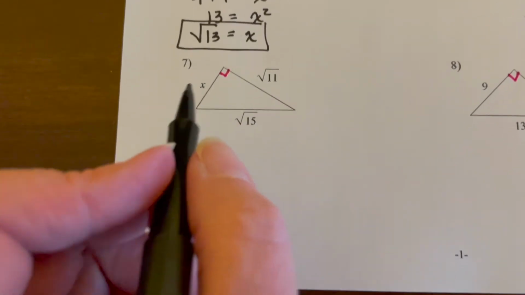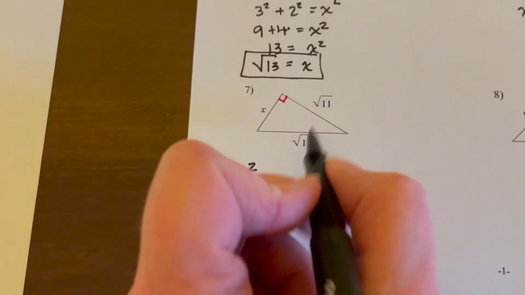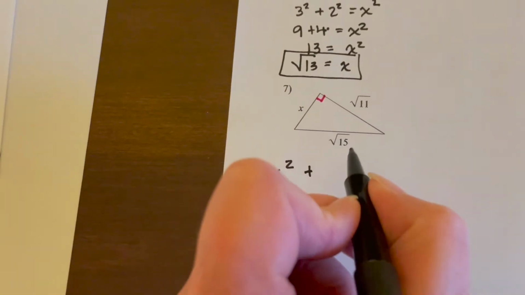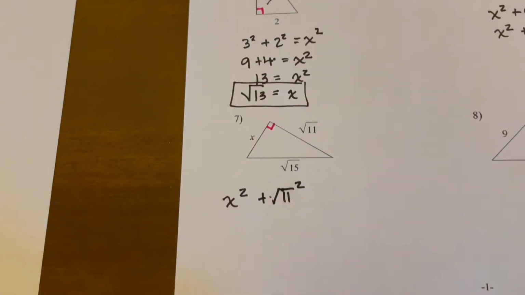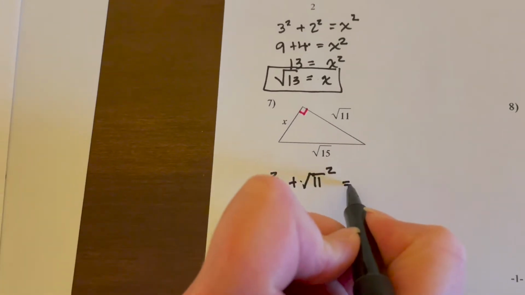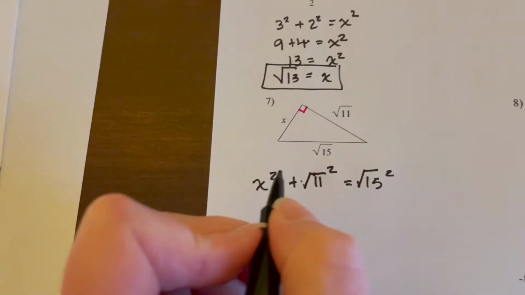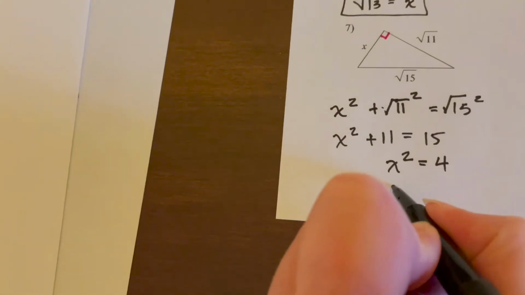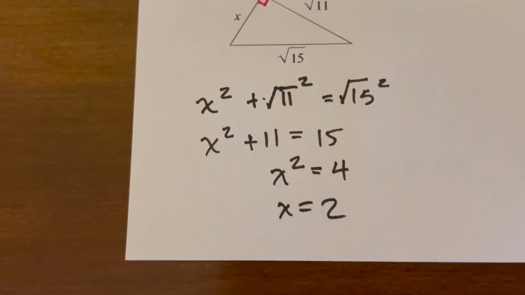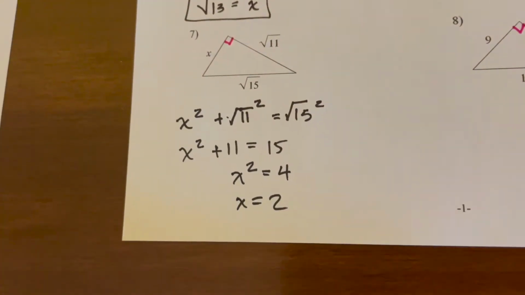Okay, the next one, I'm solving again for a leg because I have the hypotenuse. And they give me radical numbers here. So when I square anything that's under the radical, it just goes away. Okay, so I'm going to end up with x squared equals 4, and then I take the square root, so obviously x equals 2. So don't get confused when there's radicals here. When you square that, the radical just goes away.